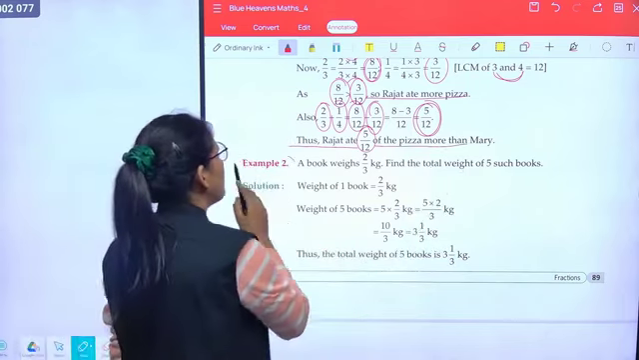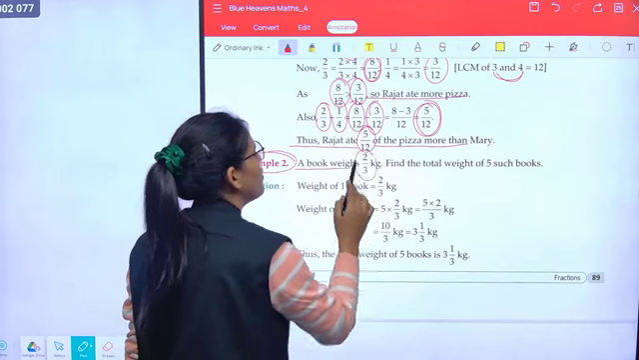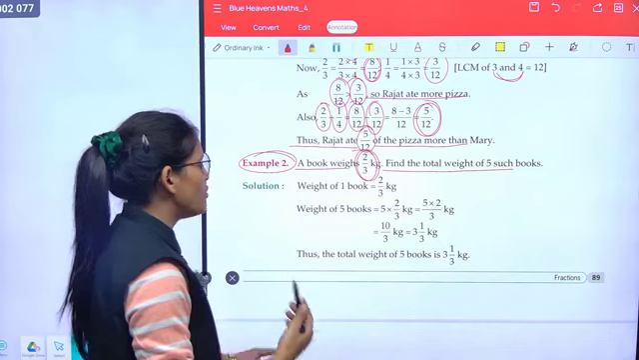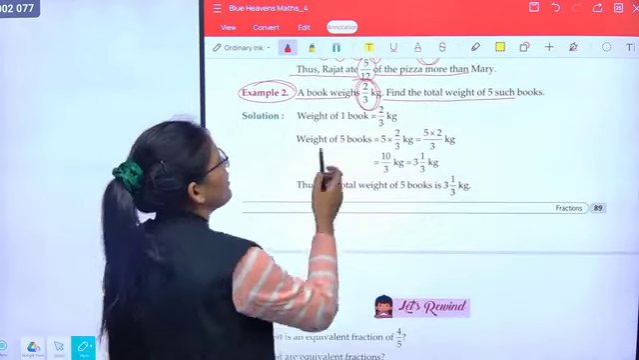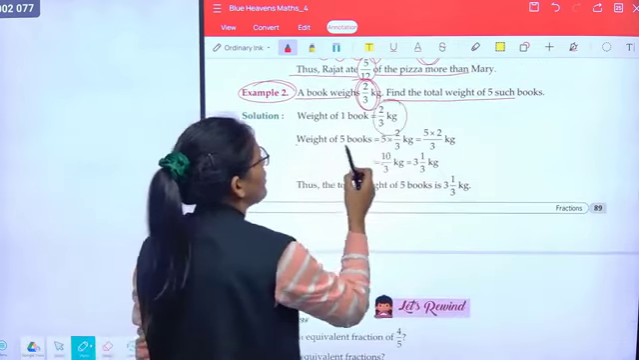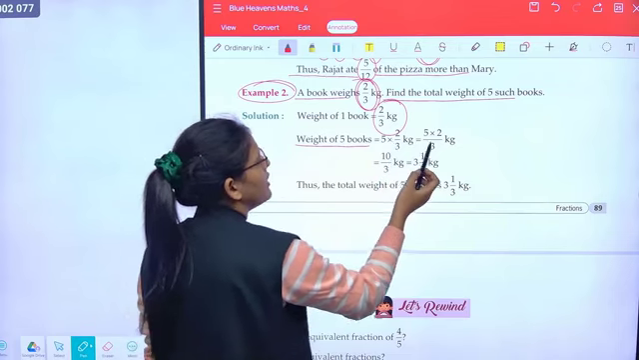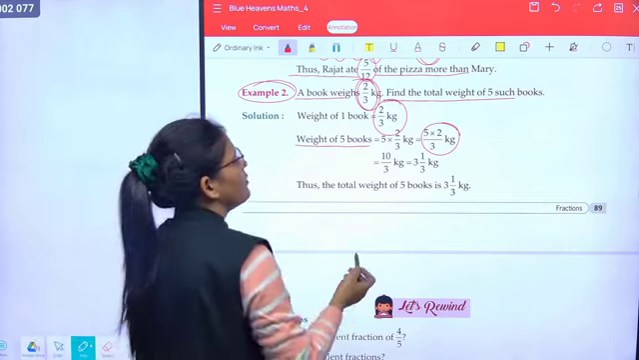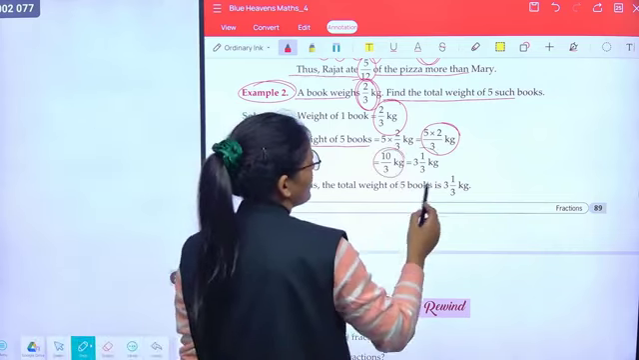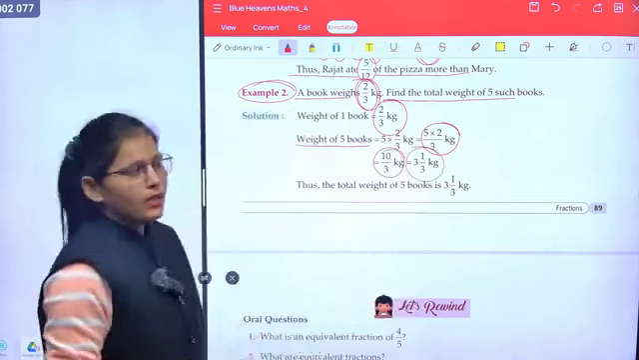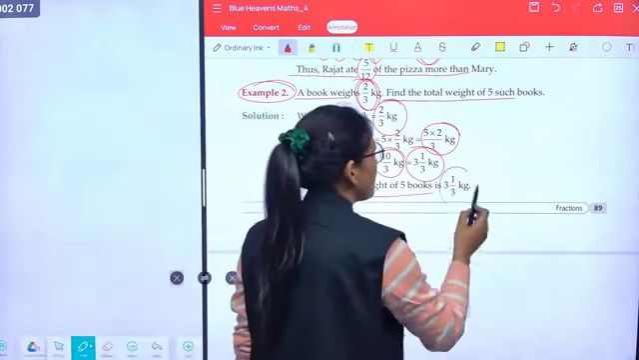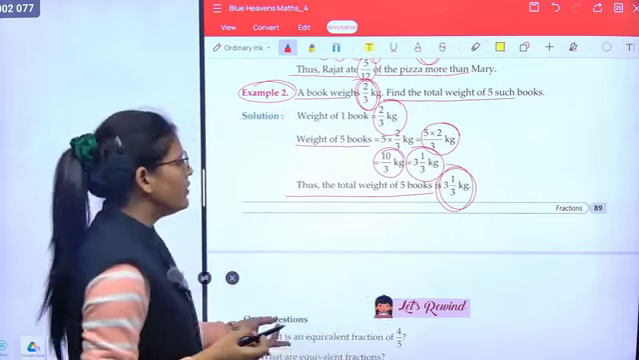Okay. Now example number 2. A book weight कितना है? 2/3 kg. Find the total weight of 5 such books. Now weight of one book 2/3 kg, weight of 5 books 5 into 2/3 kg, 10/3 kg. So it is 3 1/3. हमने क्या किया? उसको डिवाइड कर दिया. Thus the total weight of 5 books is 3 1/3 kg.